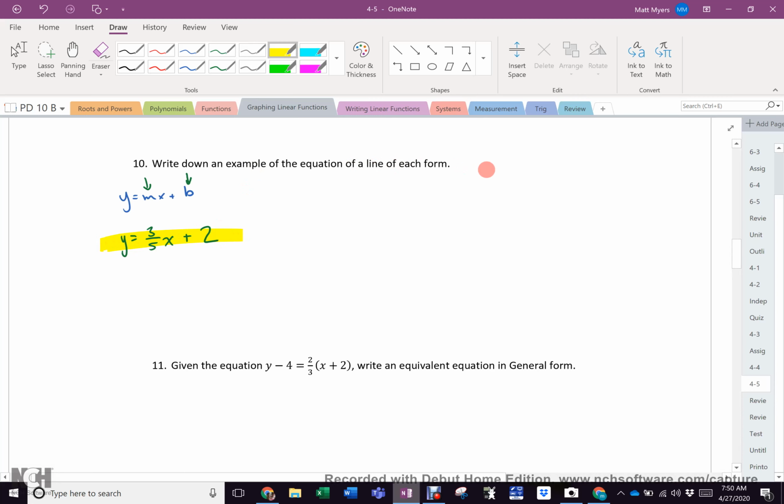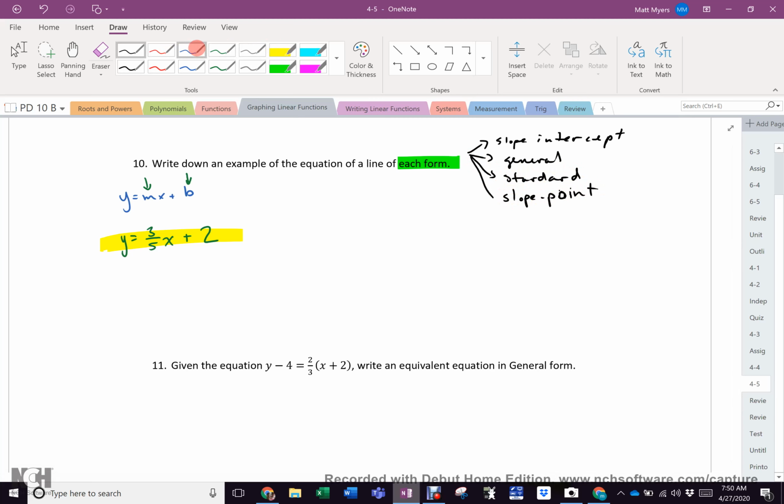I want the equation of a line in each form. So remember, we got 4 forms. That's 1. We got slope-intercept. We got general. We got standard. And we got slope point. So, first things first, let's take this and get it into general, because general really covers general and standard. So it's the only thing I got to do. I got to get rid of that fraction, or I can't have general form.